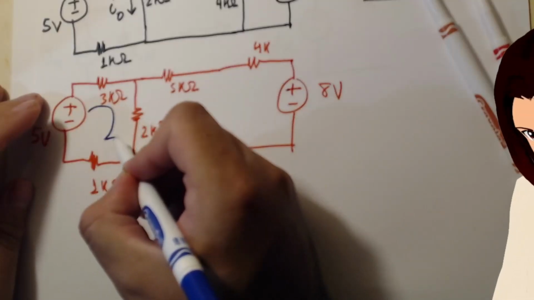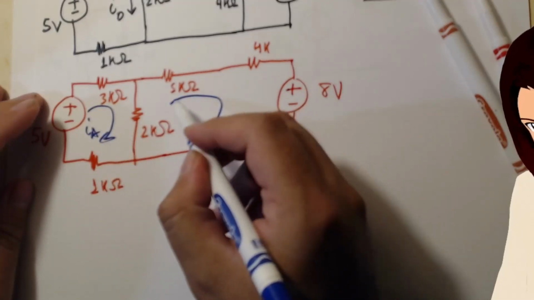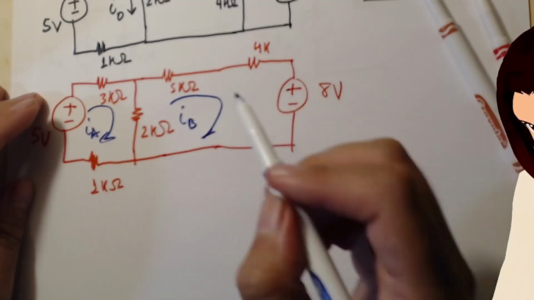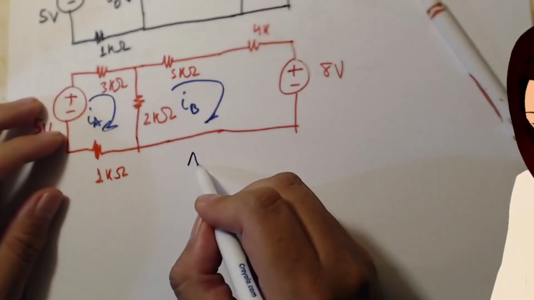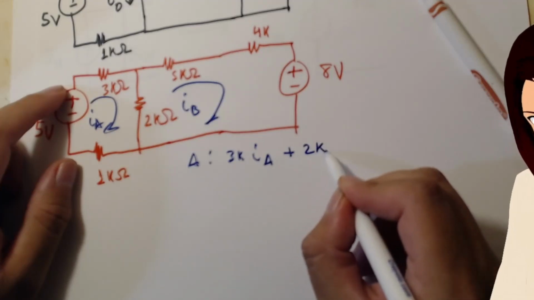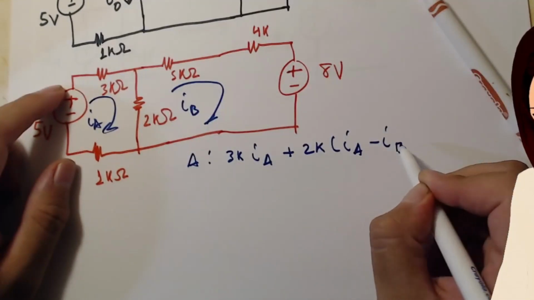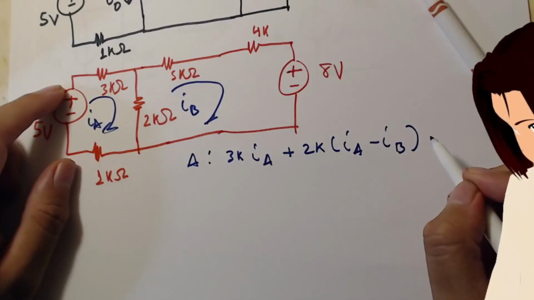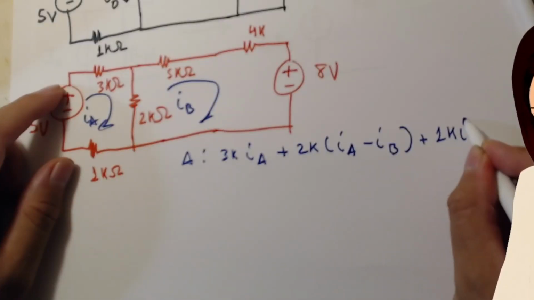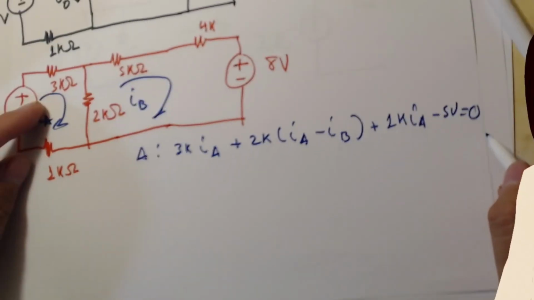Okay, so here's how we solve it. You have your IA and your IB. For mesh A: 3K times IA plus 2K times (IA minus IB) plus 1K IA minus 5 volts, all that is equal to 0.